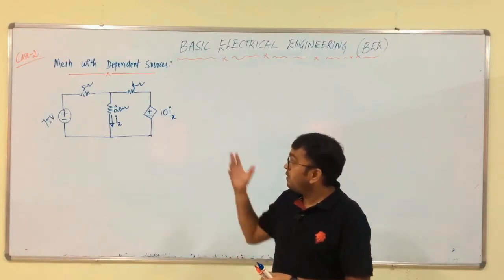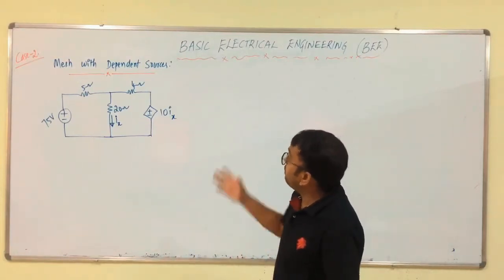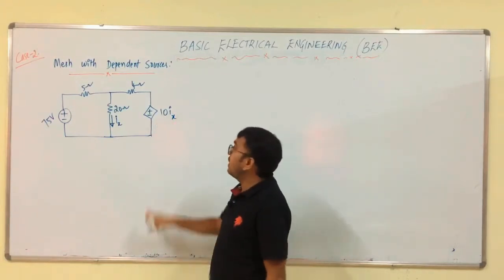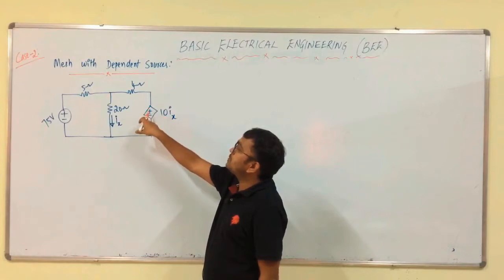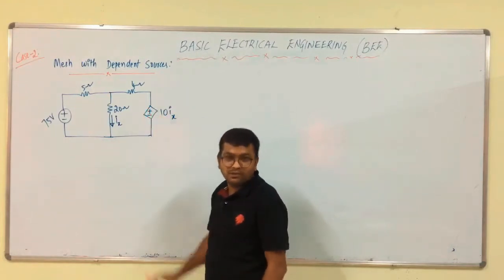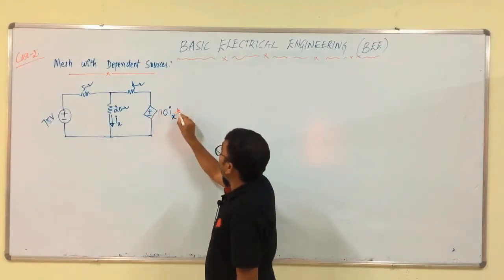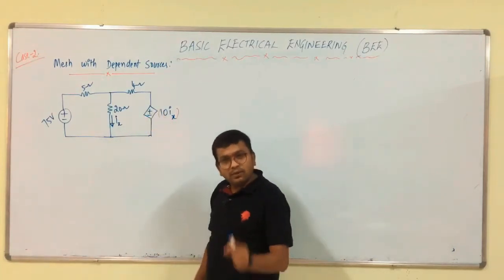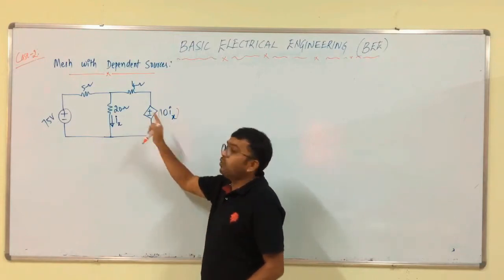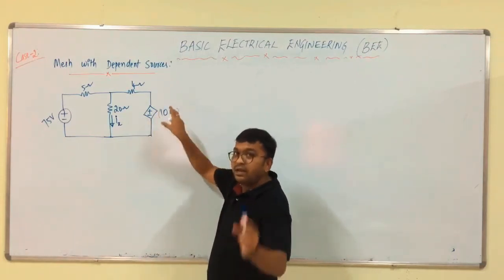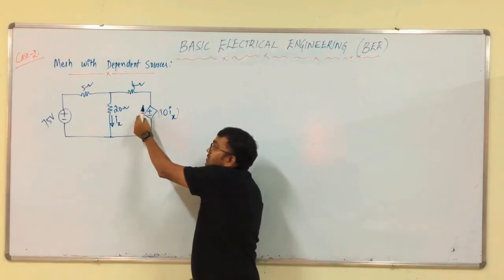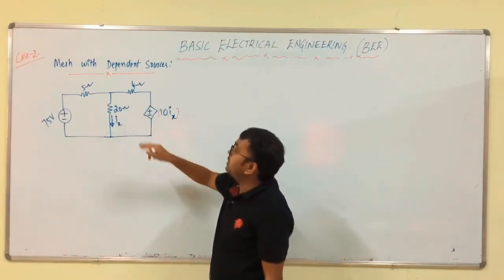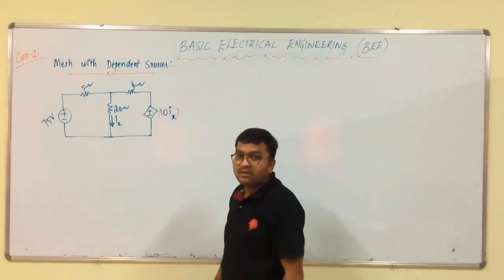Dependent source means what? Here, where is the dependent source? This is nothing but the dependent source, that is, a current dependent voltage source with plus and minus. This value is the corresponding voltage value of that dependent voltage source. This 10 Ix is nothing but the value of the voltage for this dependent source.